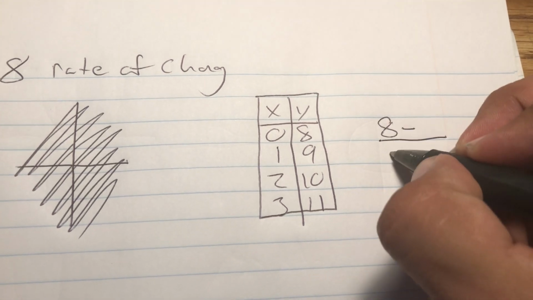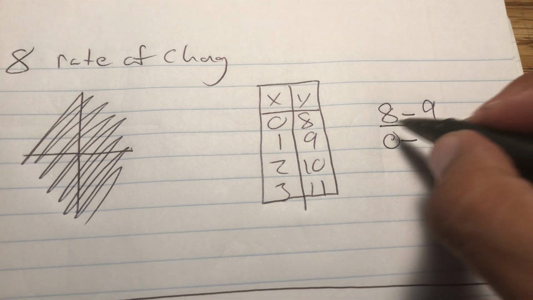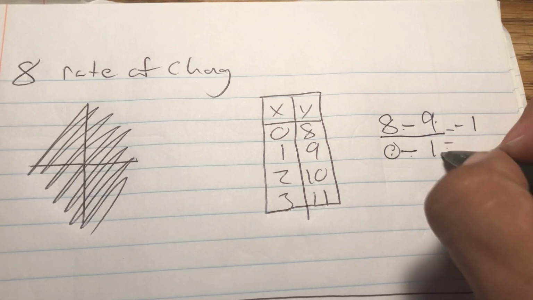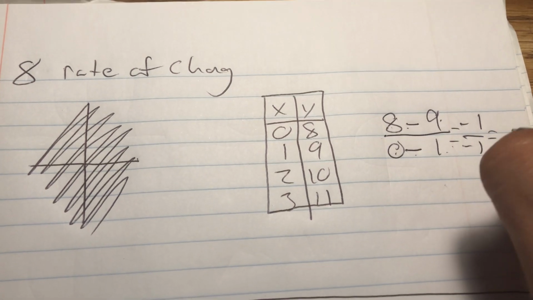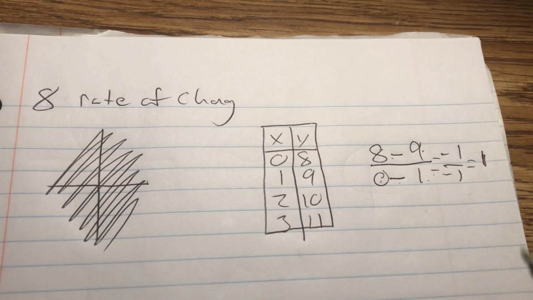So this would be 8, 0, and then 9, 1. So the slope here is -1. So 8 minus 9 is -1. 0 minus 1 is also -1. So the slope is 1. And I'm done. That's the rate of change, also called the slope.